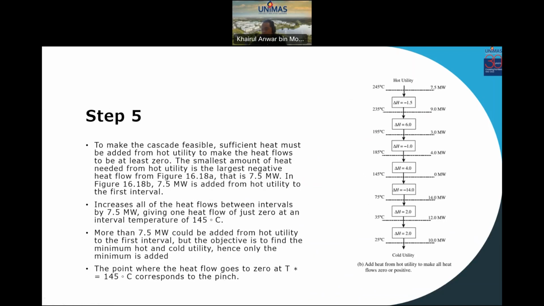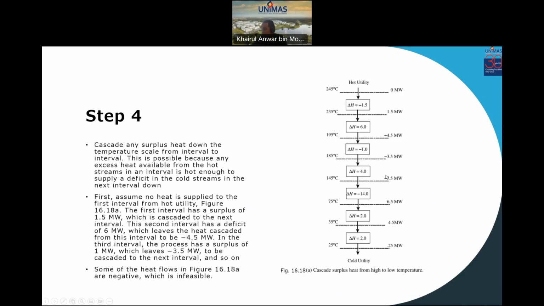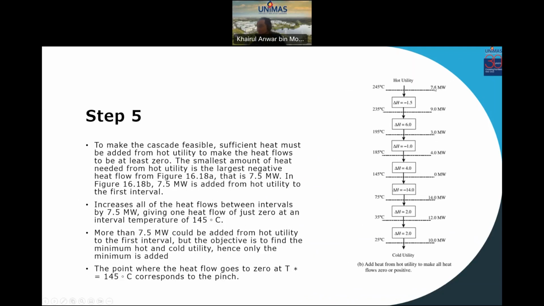In figure 16.18b, 7.5 megawatt is added from the hot utility to the first interval. So we move the 7.5 to the hot utility here, then recalculate. This increases all of the heat flows between intervals by 7.5 megawatt, giving one heat flow of just 0 at an interval temperature of 145 degrees C. More than 7.5 megawatt could be added from the hot utility, but the objective is to find the minimum hot and cold utility, hence only the minimum is added. The point where the heat flow goes to 0 at T equal to 145 degrees C corresponds to the pinch.